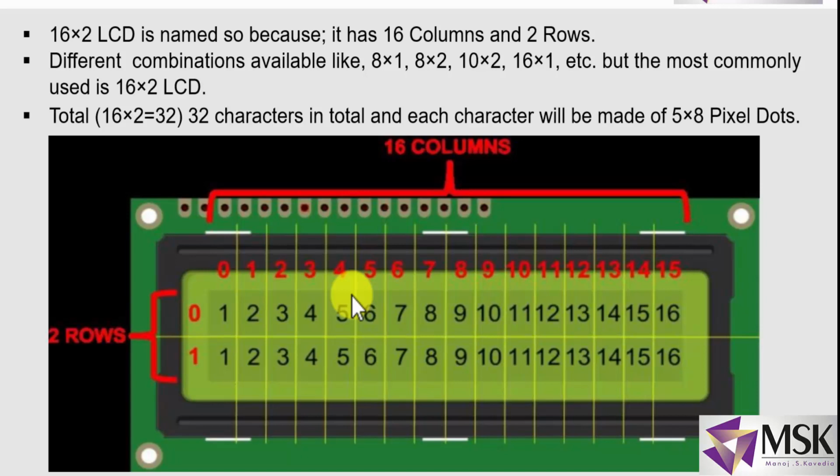Now LCD means liquid crystal display. The LCD we'll be interfacing with Arduino is a 2 row 16 column LCD. You can see on the screen a 2 row 16 column LCD. Apart from 16 by 2, we have many different combinations like 8 by 1, 8 by 2, 10 by 2, 16 by 1, even 20 by 4 LCD.